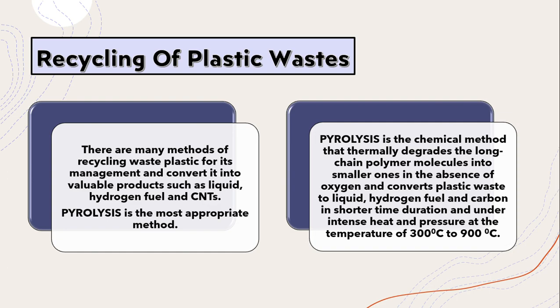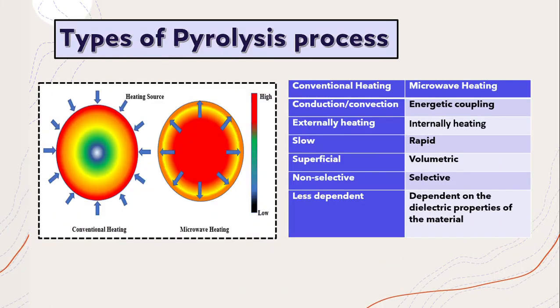So pyrolysis is defined as the chemical method that thermally degrades long-chain hydrocarbons into smaller ones in the absence of oxygen and converts plastic waste into liquid hydrogen, fuel, and carbon in a shorter time duration under intense heat and pressure at a temperature of 300 to 900 centigrade.